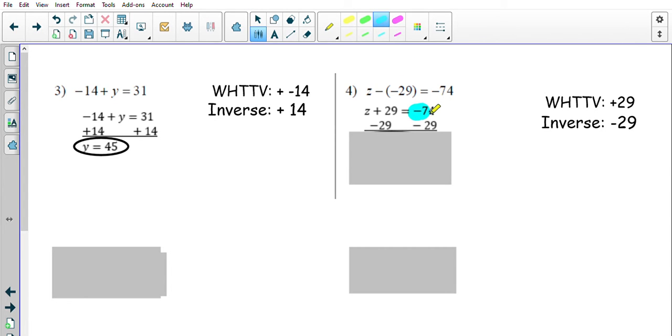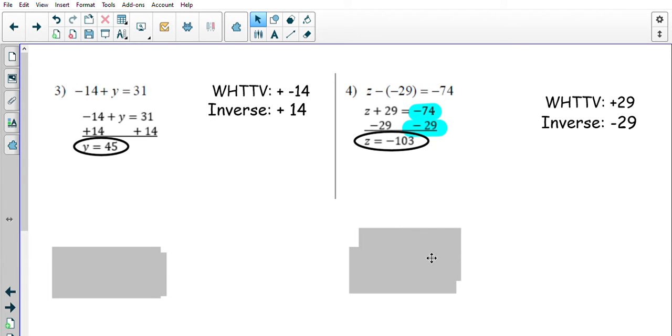Negative 74 minus 29. Again, you might wonder, is that a negative or a minus? Well, we were subtracting 29 from both sides, so think negative 74 minus 29. If you're ever struggling to figure out whether it's subtraction or negative, read it aloud or read it to yourself and think about what makes sense. You wouldn't say negative 74, negative 29. You'd say negative 74 minus 29. So plug that into your calculator. You get z equals negative 103.